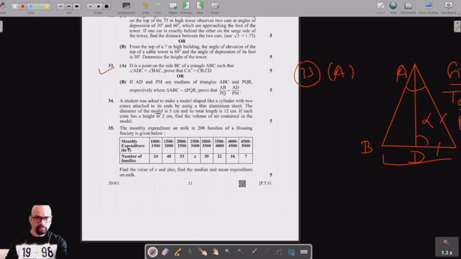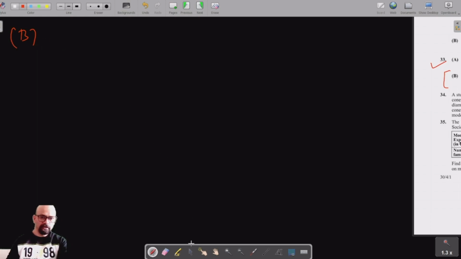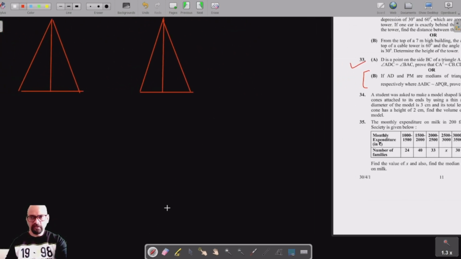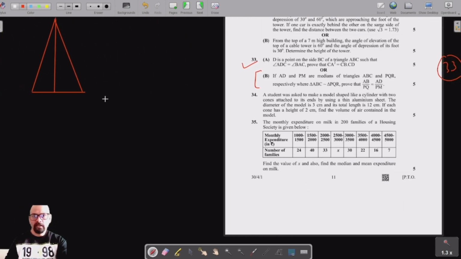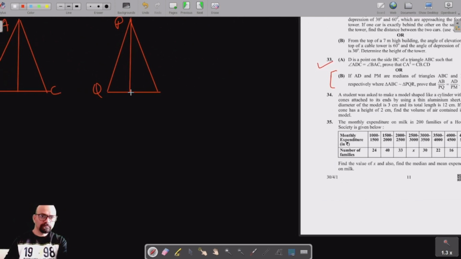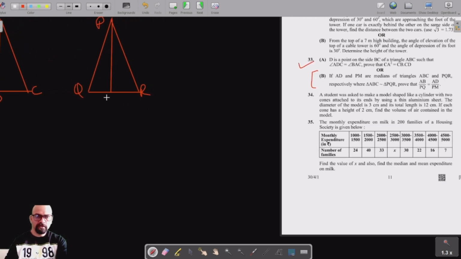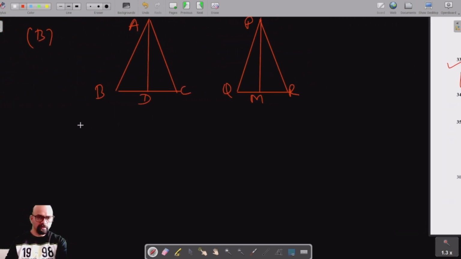Let's move on to part B, where it's given that AD and PM are medians of triangle ABC and triangle PQR. So this is triangle ABC and a triangle PQR. They have these medians. So AD is the median and PM is the median. And it's given that triangle ABC is similar to triangle PQR.